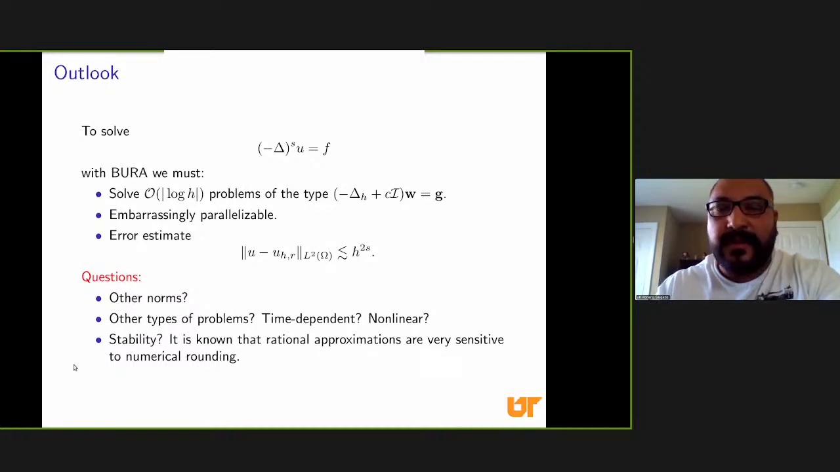But this is one way, and I want to reiterate that to solve with this approach, all that you need to do is solve a series of convection reaction problems, pretty much as in Lucas' approach.